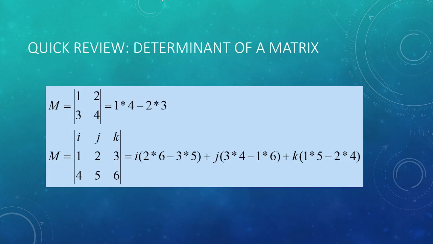So for the matrix 1 2 3 4, the determinant is 1 into 4 minus 2 into 3. For the matrix 1 2 3 4 5 6, it is I of (2 into 6 minus 3 into 5) plus G of (3 into 4 minus 1 into 6) plus K of and so on. Likewise, we have to perform the operations on the polygons. In 3 dimensions we take x, y, z, but here in 2 dimensions we can take x comma y.